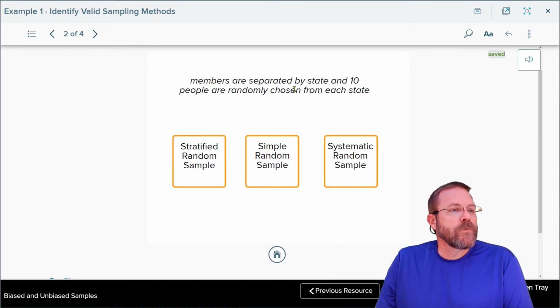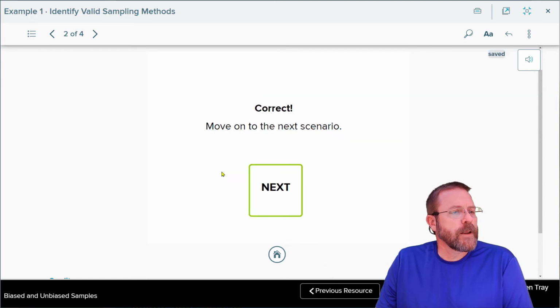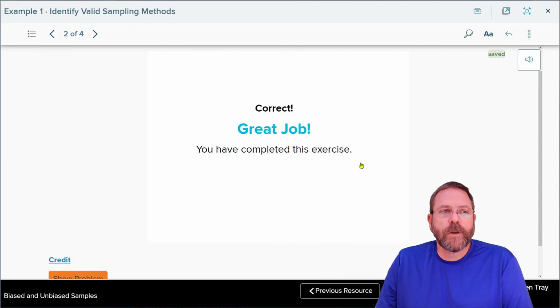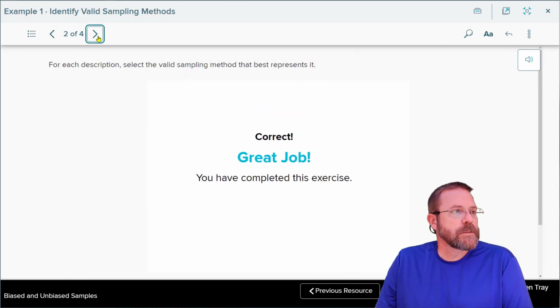Next, members are separated by state, and 10 people are randomly chosen from each state. That is going to be your stratified, I believe. Yep. And then finally, on the list of each member, every 200th member is surveyed. That's going to be your systematic random sample. Pretty easy stuff to do there.